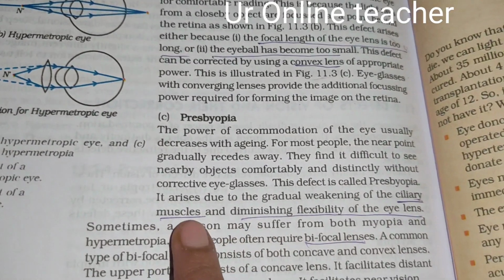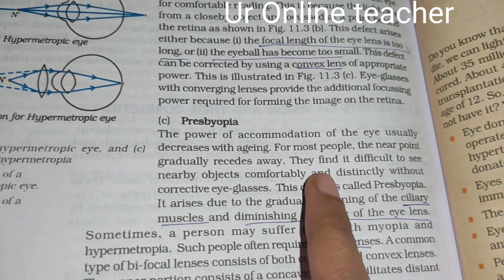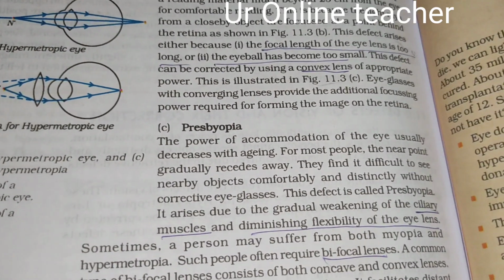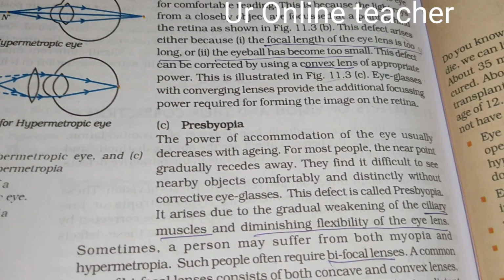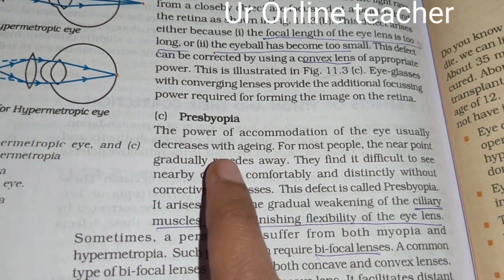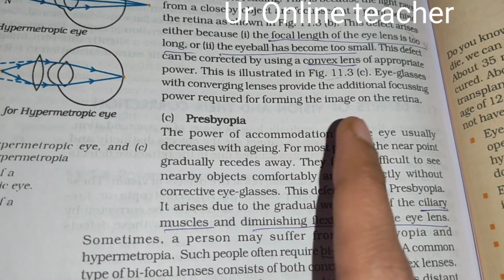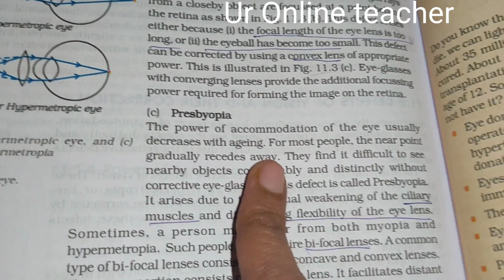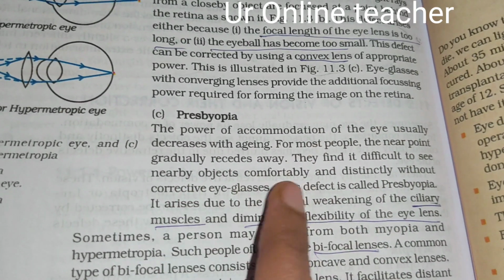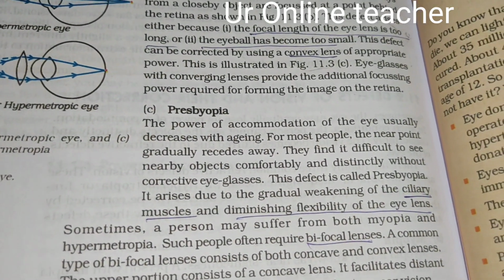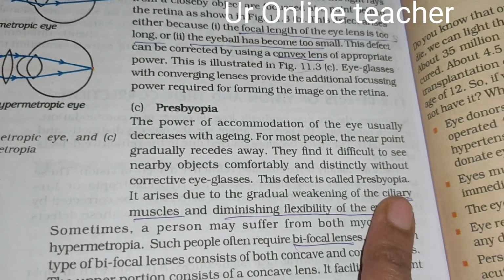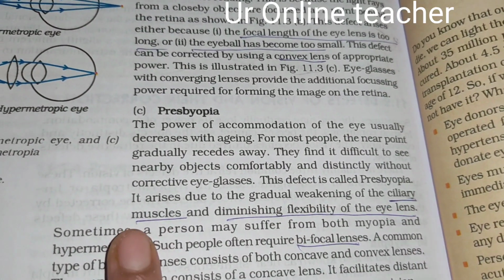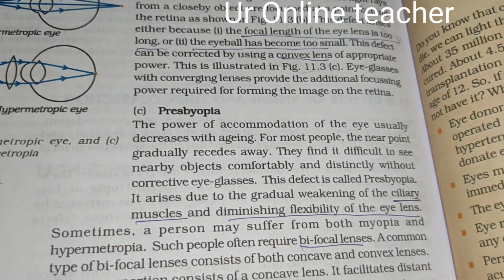Then what is presbyopia? The power of accommodation of the eye usually decreases with age. When the person becomes old, he cannot see objects clearly because the power of accommodation of the eye decreases. For most people, the near point gradually recedes away. It is difficult to see near objects comfortably and distinctly without corrective eyeglasses. This condition is called presbyopia. Why does it happen? Because of weakening of the ciliary muscles and loss of flexibility of the eye lens.